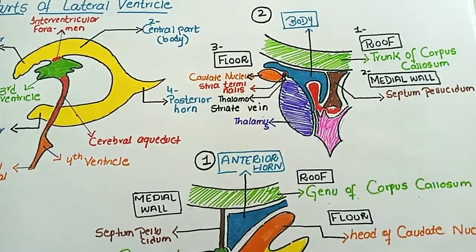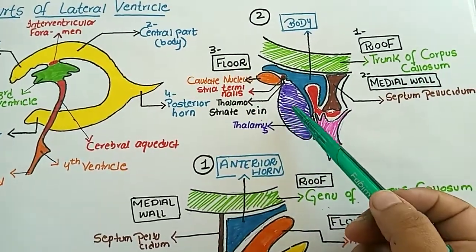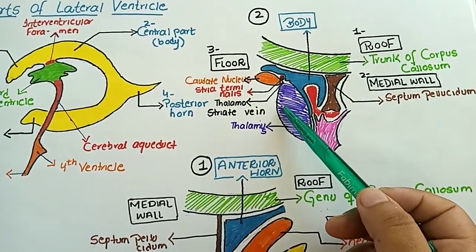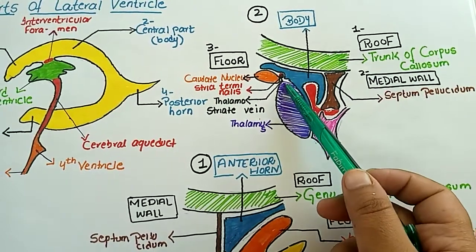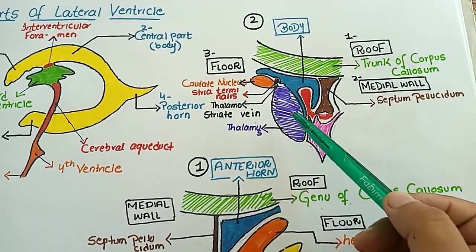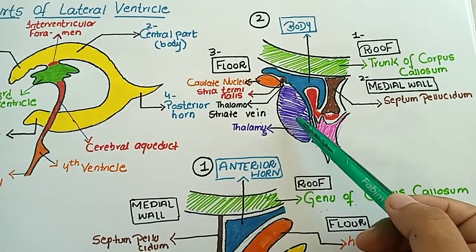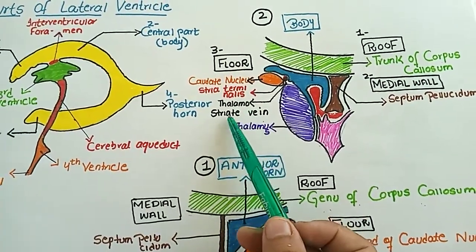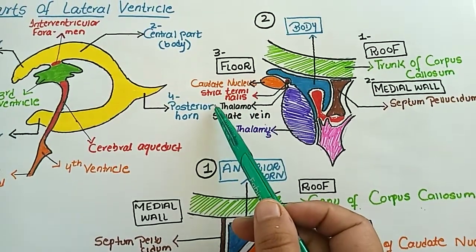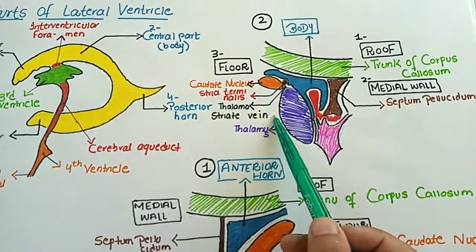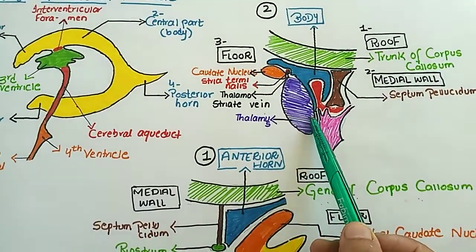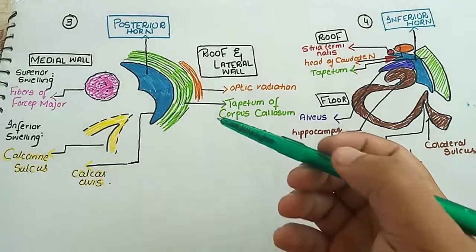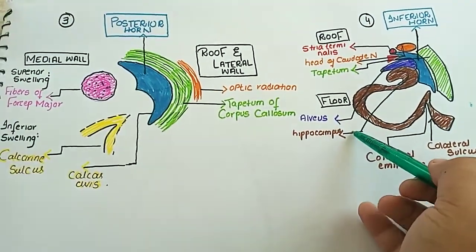And as we know that the thalamus is present at the lateral side of the third and the lateral ventricle, so the thalamus will form the floor of the body of the lateral ventricle, and the vein known as the thalamostriate vein will pass through the floor of the body of the ventricle. And now let's move toward the posterior horn, which extends into the occipital lobe.